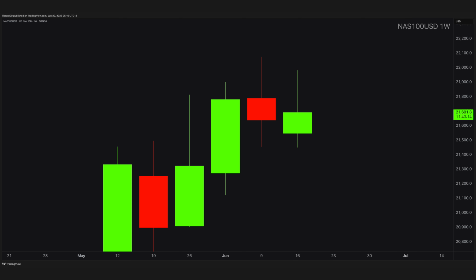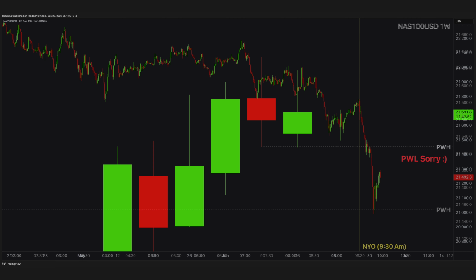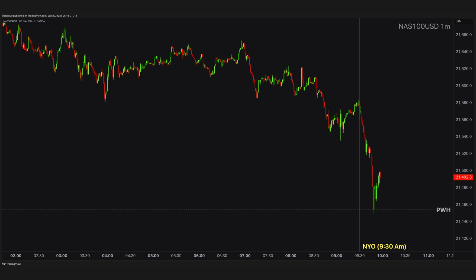Let's get back to the real price action trading. In this weekly NASDAQ chart, please notice this previous week low level. It is extremely important for us. I made a mistake with the label, sorry, but you got the idea. Now I'm jumping from the 1 week to 1 minute. It is like an intergalactic light speed jump.